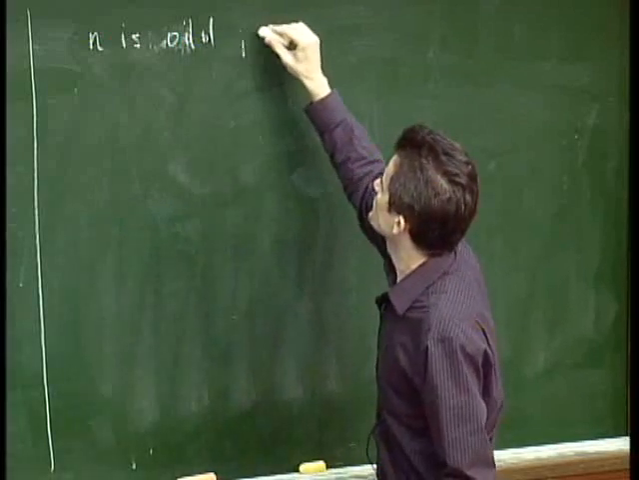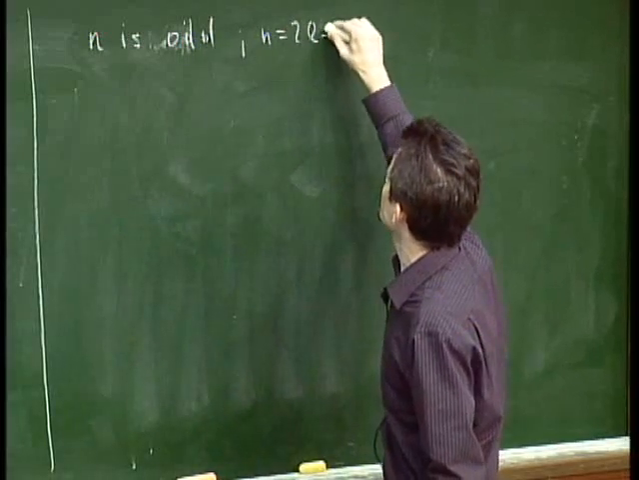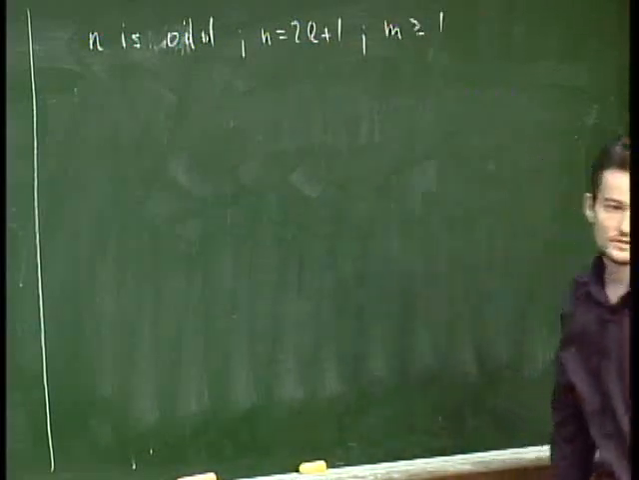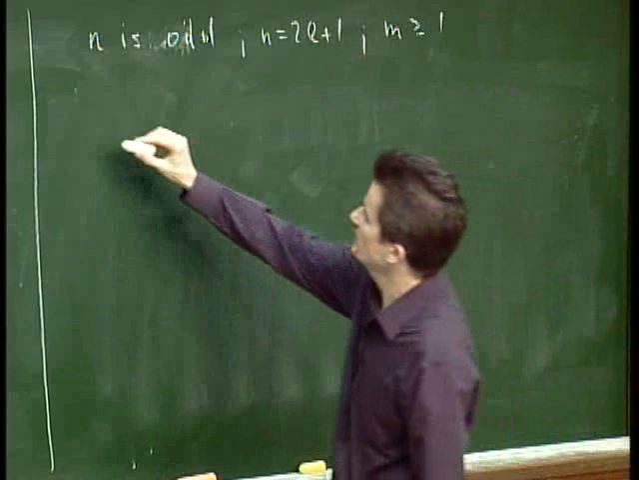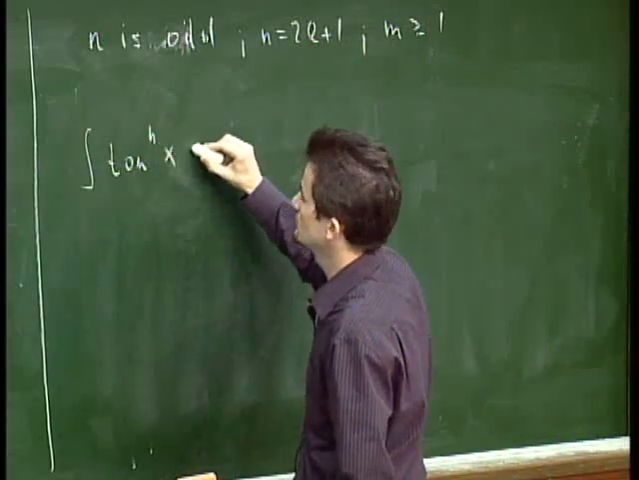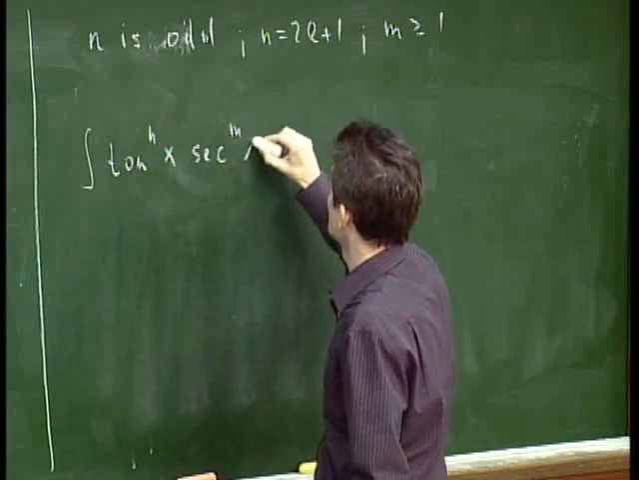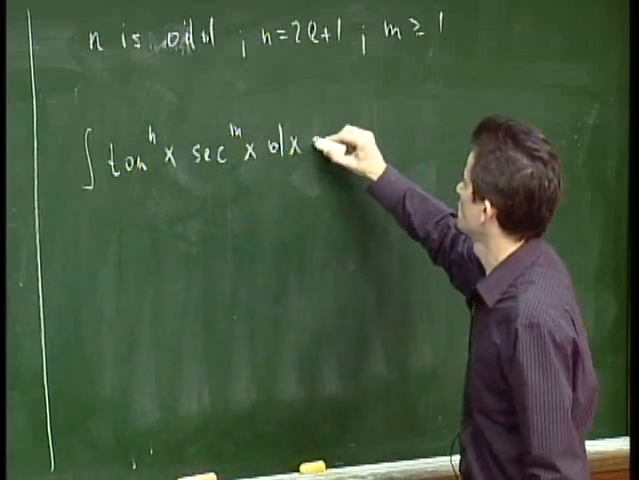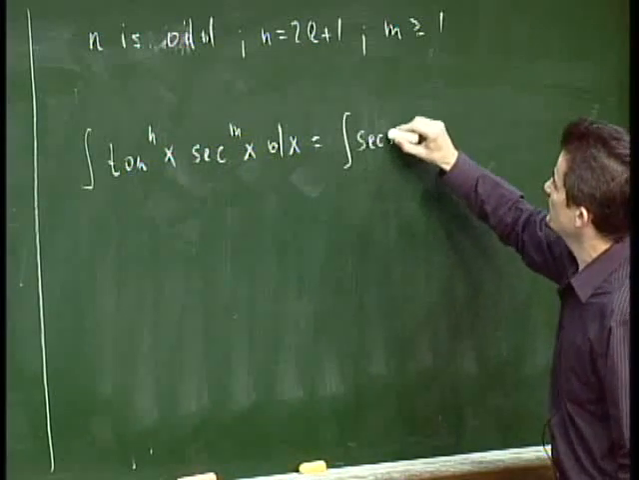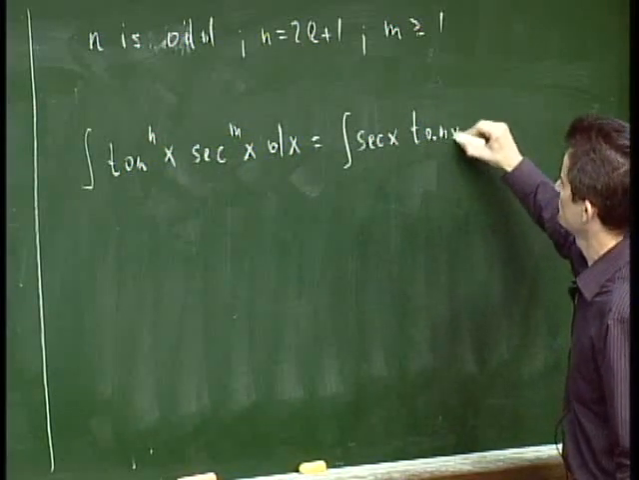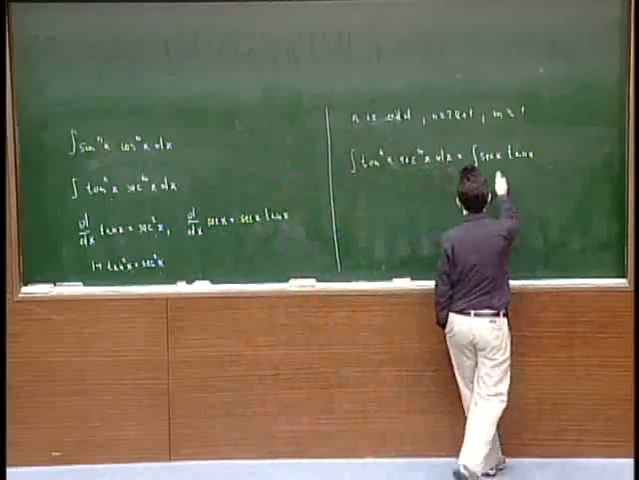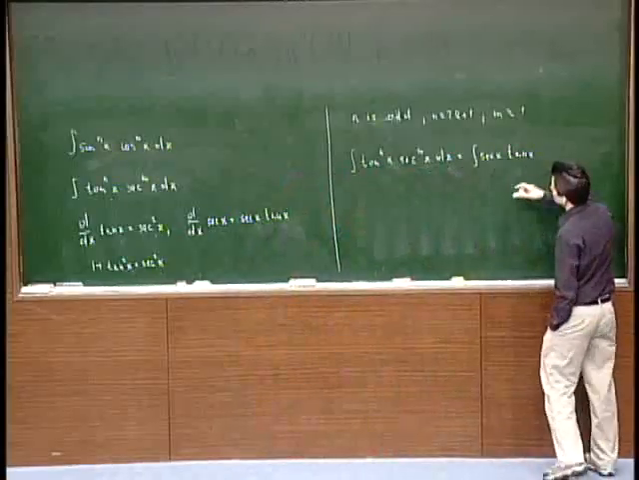So assume n is equal to 2l plus 1, and m is larger or equal than 1. This is the second case. We start with our integral. Now what we do is we take out a secant of x and a tangent of x. The idea is that we know the derivative of the secant is this here. And then we rewrite the rest.